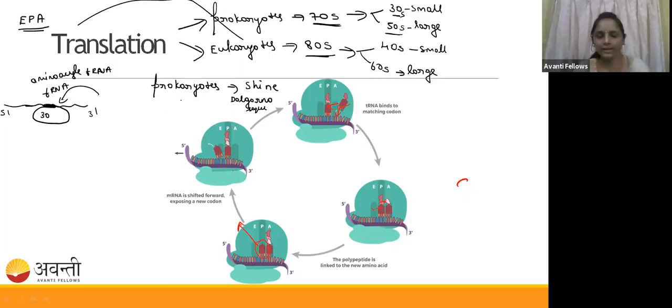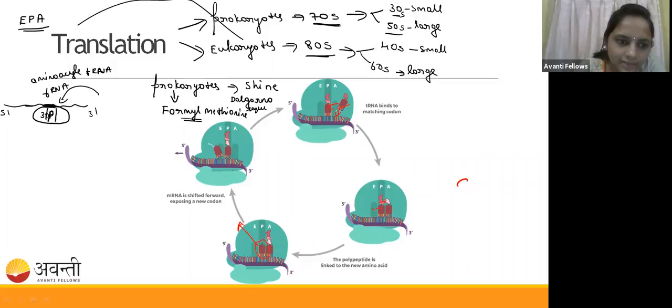That is called formyl methionine in the prokaryotes, whereas in the eukaryotes it is only methionine. Okay, methionine tRNA. Now what will happen? It is going to bind to the P site.